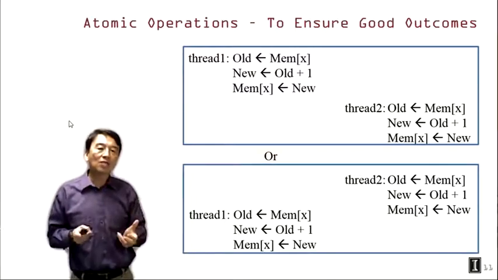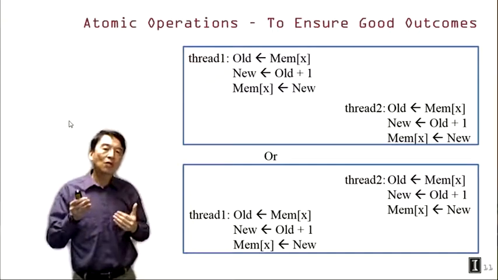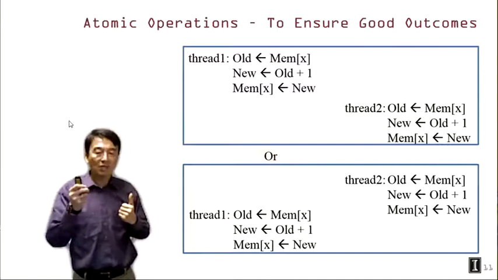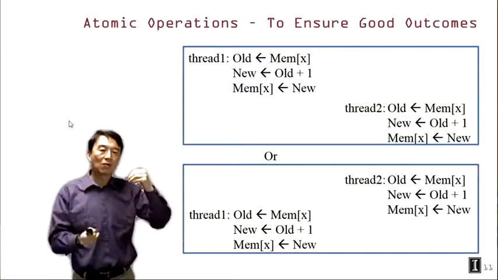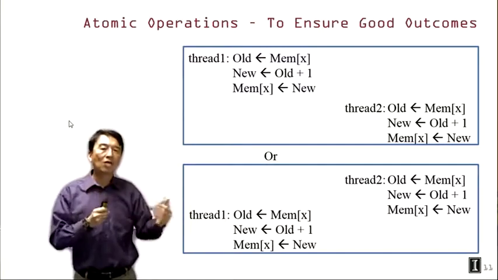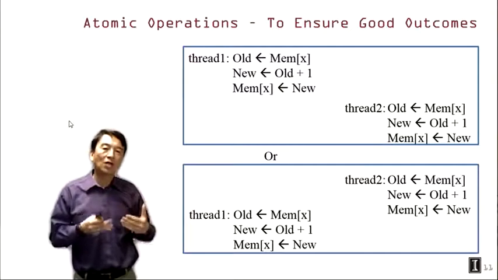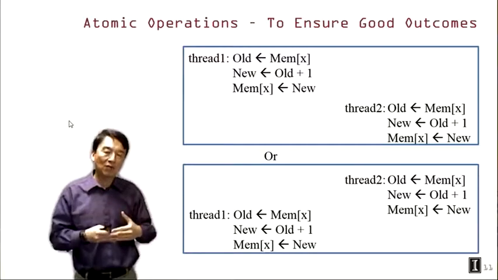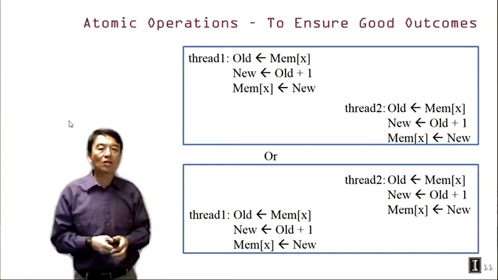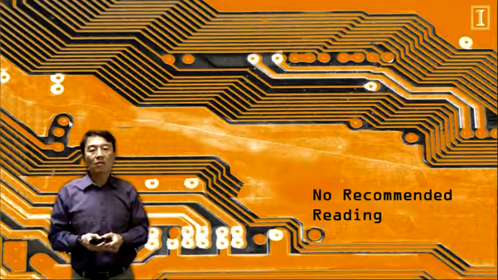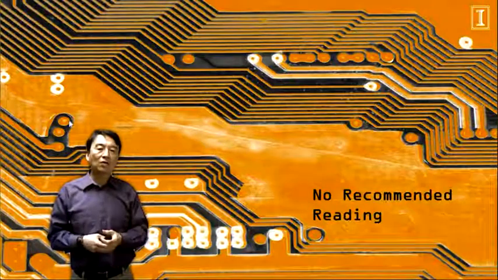So in this case, both updates will be reflected, and each one of the threads will receive the updated value from the other thread. Whether one is before the other is okay, because we don't really care about the order. We just want to make sure that all the updates are properly reflected and no one's update gets lost. So this completes the lecture, and we don't have any recommended reading for this lecture.